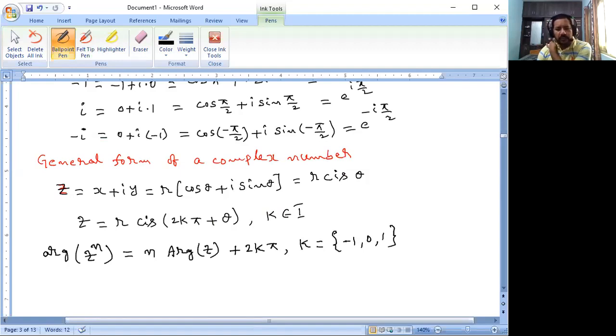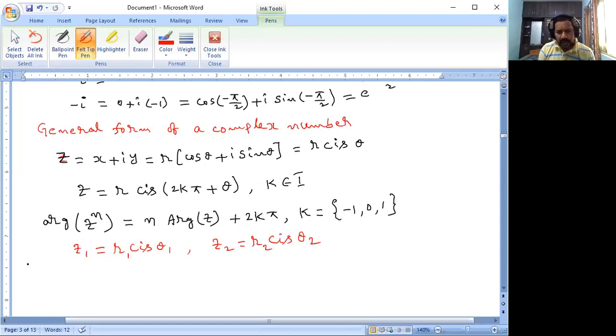Argument of z power n is equal to n times argument of z plus 2kπ. Next, suppose z1 is equal to r1 cis θ1, and z2 is equal to r2 cis θ2. Then how do we find mod of (z1 plus z2) whole square?